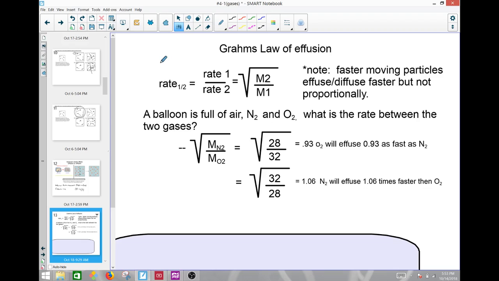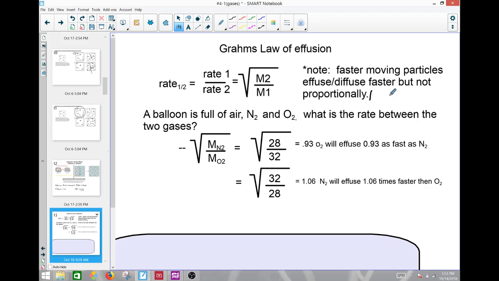So the rate at which we effuse or diffuse correlates, not proportionally. Pay attention, because this square root here is going to take the proportion out of it. It correlates, meaning that fast moving particles effuse faster, but not proportionally. If you have a particle that's moving twice as fast, it's not going to effuse or diffuse twice as fast. It will go faster, just not twice as fast.